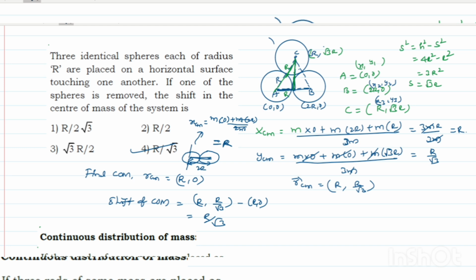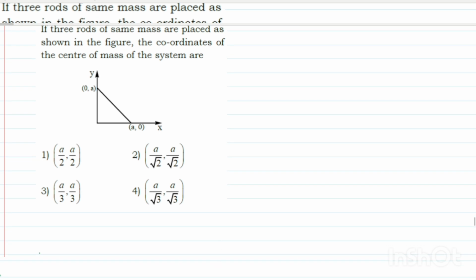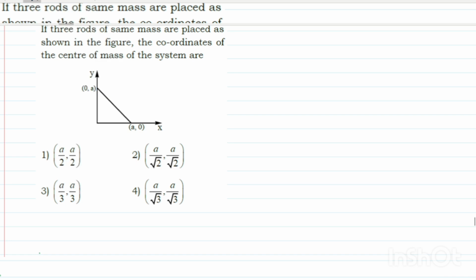Now let us discuss the continuous distribution of mass related questions, students. Here the first question says, if 3 rods of the same mass are placed as shown in the figure, they are asking for the coordinates of the center of mass of the system.